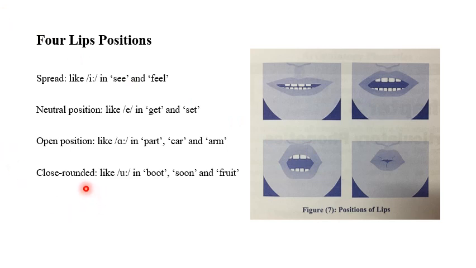And the last position is the close rounded, which is this one. And this position happens when we pronounce sounds like oo, as in words like boot, soon, and fruit. Please try to pronounce boot, soon, fruit. So what happens in a close rounded position? Well, the lips are formed like a small round circle, like this one. Okay, I hope it's clear now.